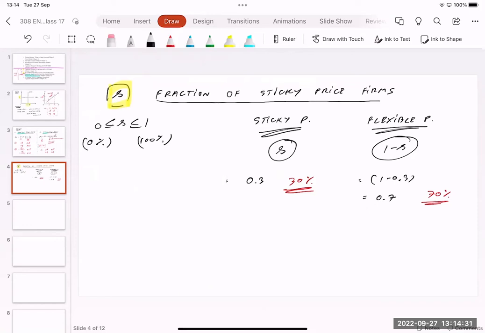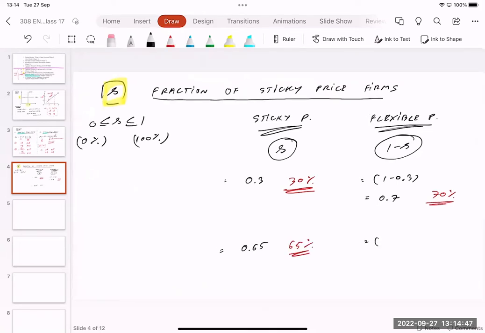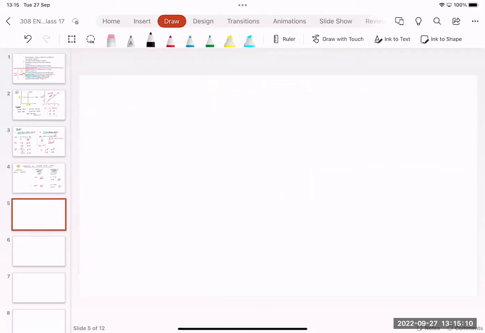Very easy. On the other hand, if S equals 0.65, if you multiply by 100, you know that in the economy, you have sticky price firms at 65%. And the rest, 1 minus S, is equal to 0.35 or 35%. Okay, that's it. This is what you have. Done. This is all about S. Next, what we're going to do is construct the price equation.